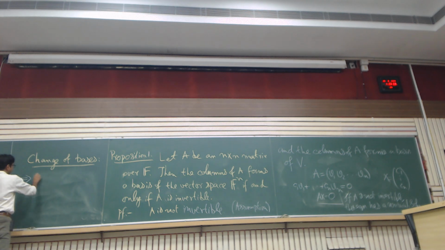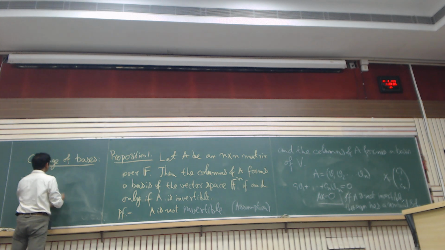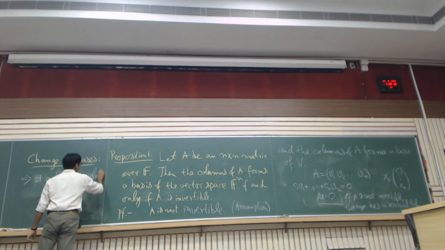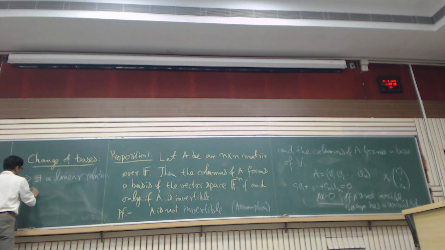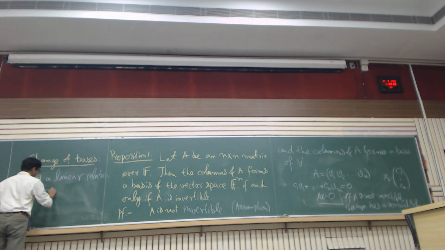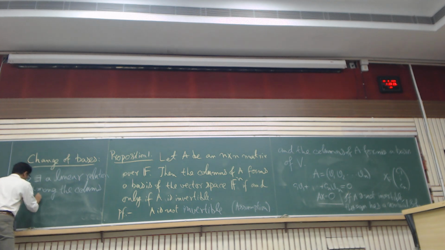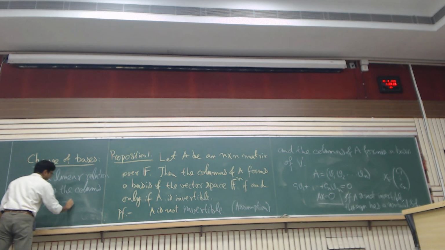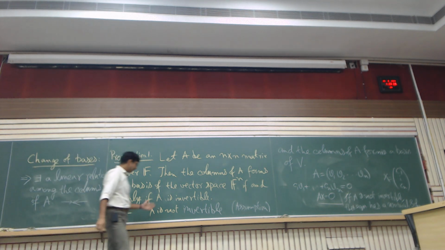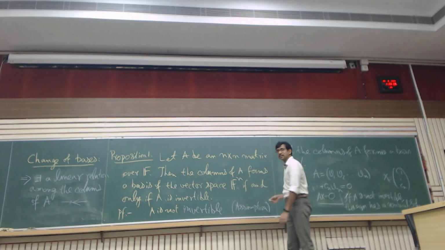That implies there exists a non-trivial linear relation. By linear relation, we mean that not all the coefficients are 0, among the columns of A. And that's a contradiction because A was supposed to be a basis. So we see that A not invertible implies that the columns of A cannot form a basis.